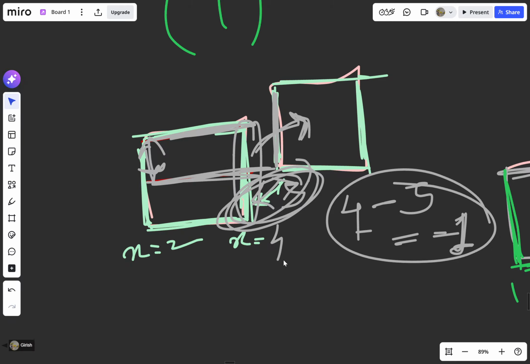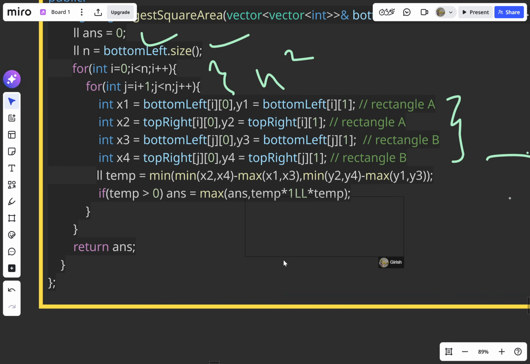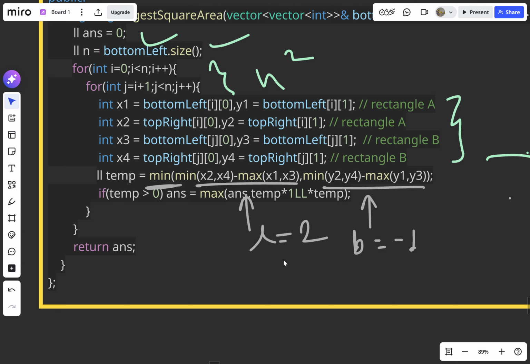So in our temp variable, when we take the minimum of our length and breadth, it will take the length as 2 and the breadth as -1, so it will take the minimum of them. If the temp is less than or equal to 0, the answer will be 0, so the answer will not change. It clearly says that there is no overlapping region. And if the temp is greater than 0, the answer will calculate the area of the square which can be overlapped on that overlapping region.